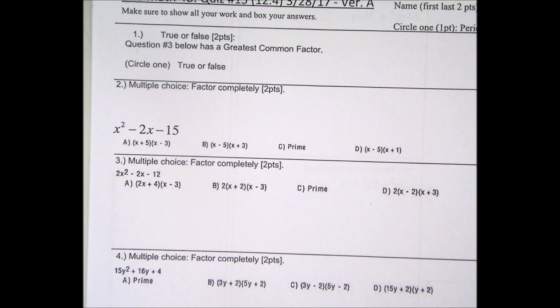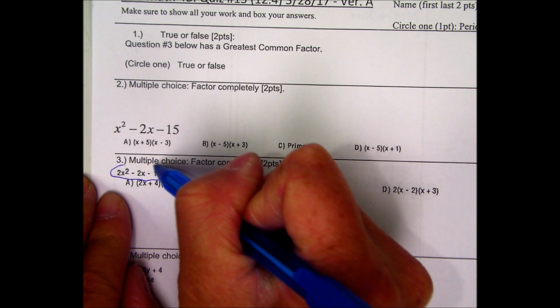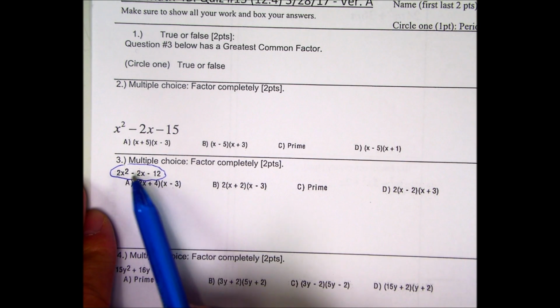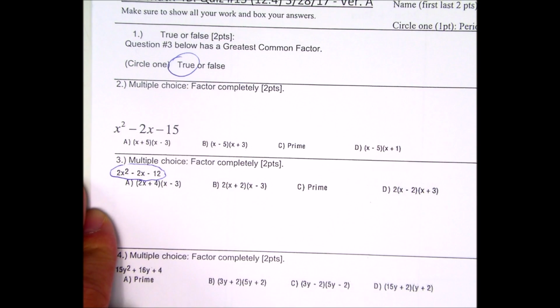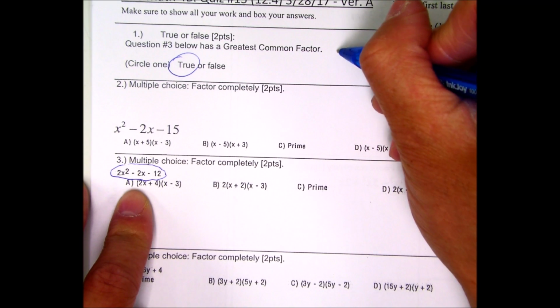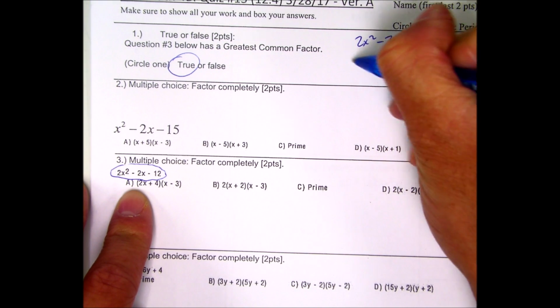Question number 1. True or false? Question number 3 below has the greatest common factor. So you just look down at question number 3. And if you look at this problem right here, you should recognize that all of those numbers are even. So the answer is true. There is a greatest common factor. You can just put it into the box. 2x squared minus 2x minus 12.